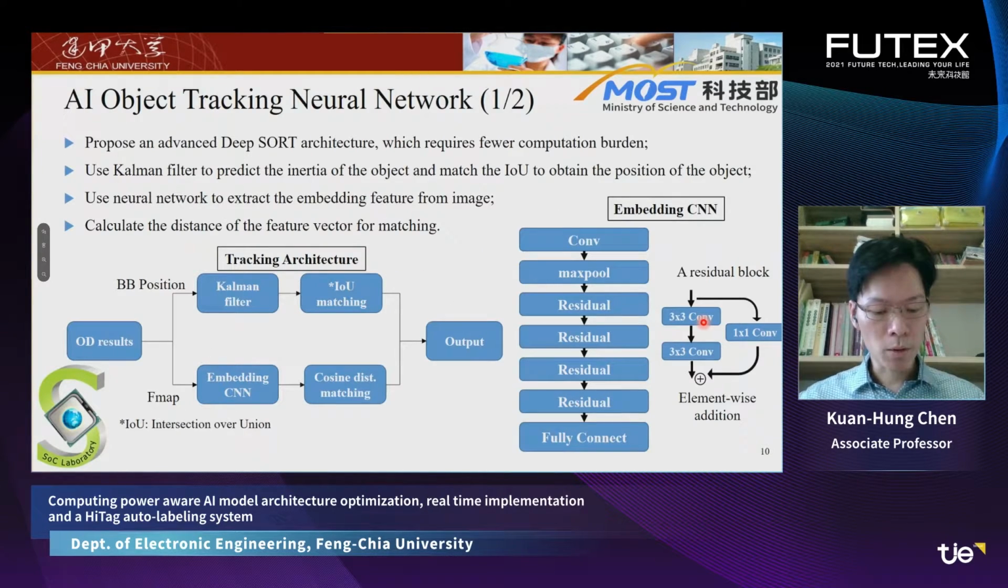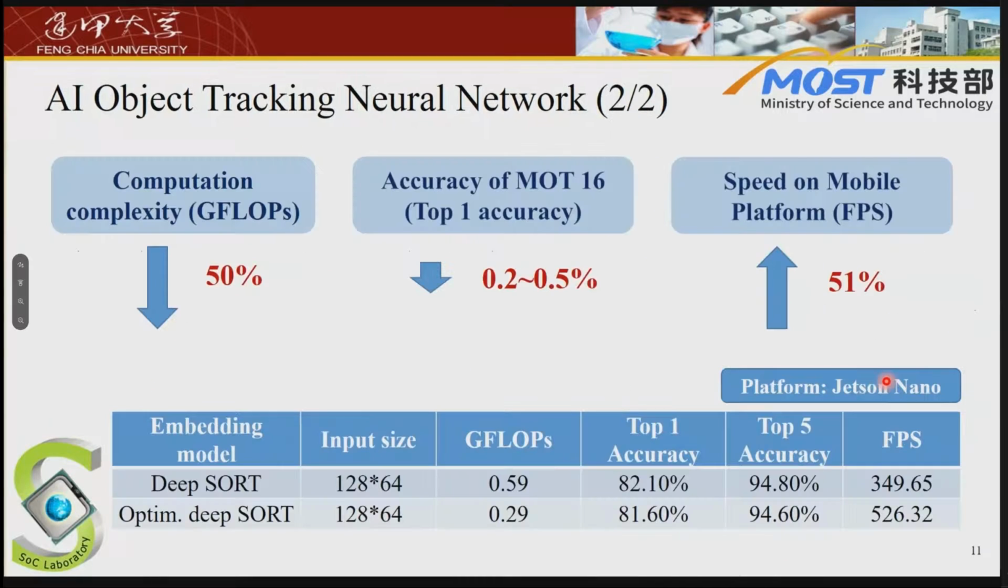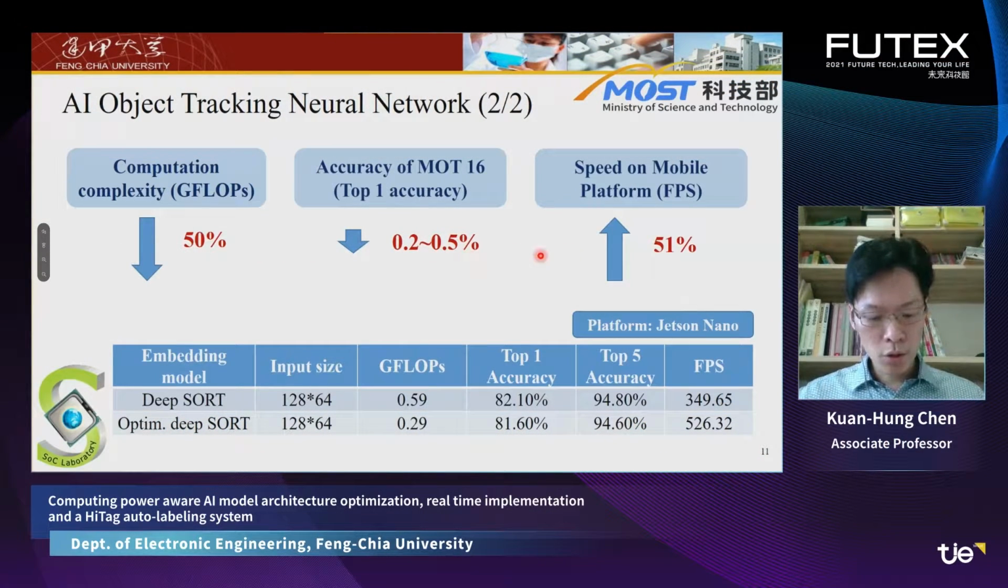Therefore, we propose an advanced tracking architecture which requires less computation burden. The architecture can predict the position of each object accurately without detection. After our optimization, the tracking network is lowered down by 50% of computation complexity. The execution speed on Jetson Nano is increased by 51%.